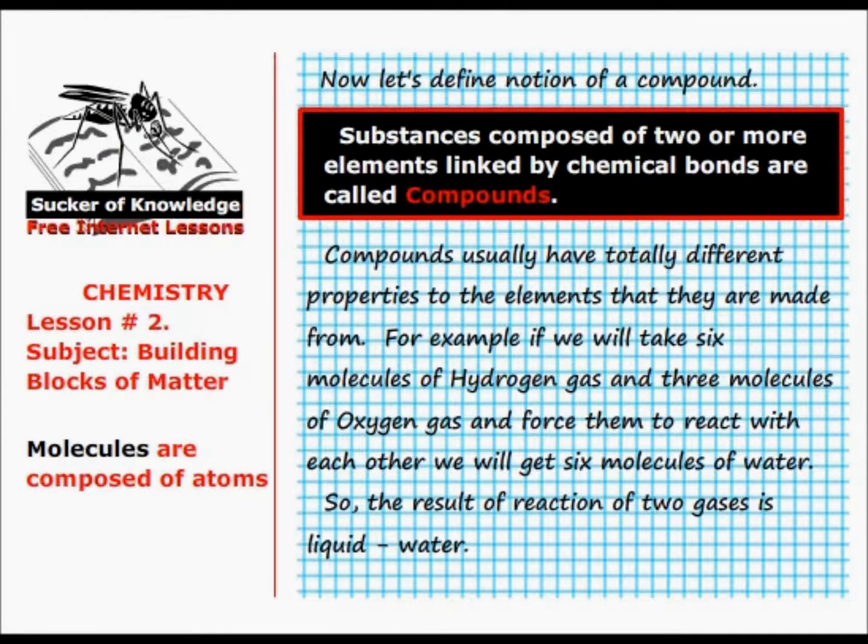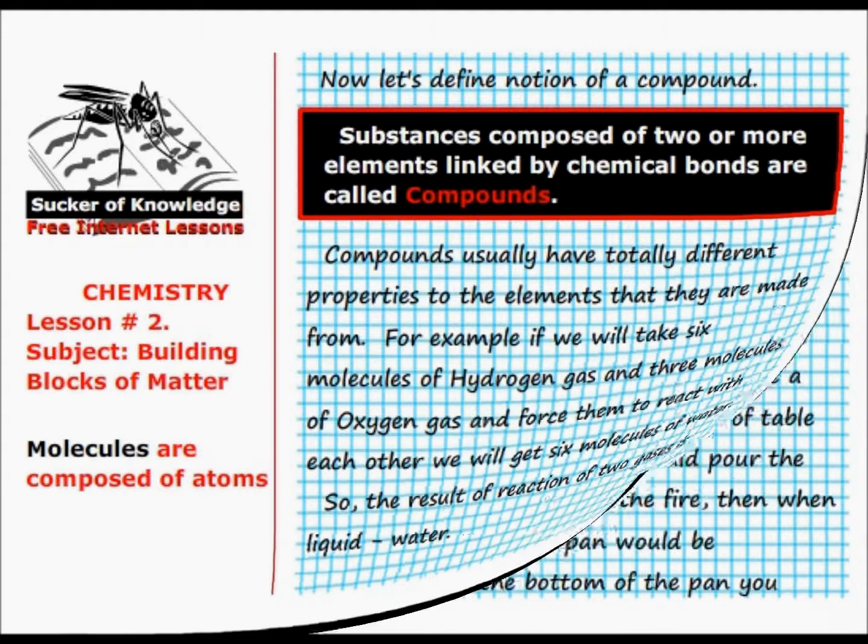Now, let's define notion of a compound. Substances composed of two or more elements, linked by chemical bonds, are called compounds. Compounds usually have totally different properties to the elements that they are made from. For example, if we will take 6 molecules of hydrogen gas and 3 molecules of oxygen gas and force them to react with each other, we will get 6 molecules of water. So, the result of reaction of two gases is liquid water.